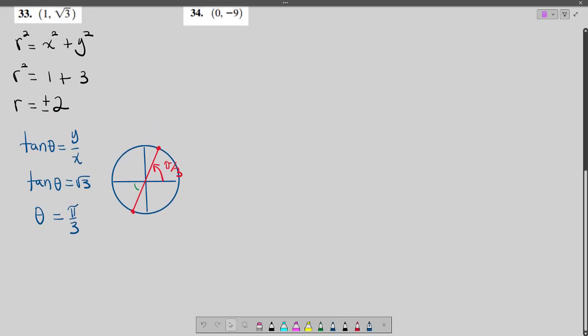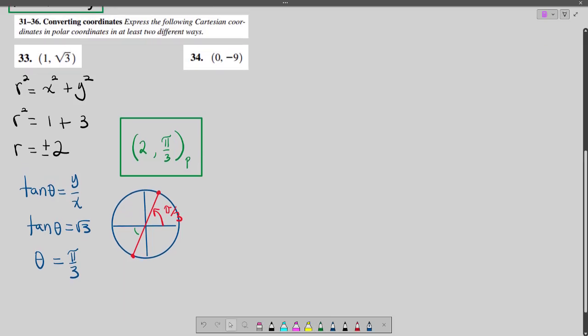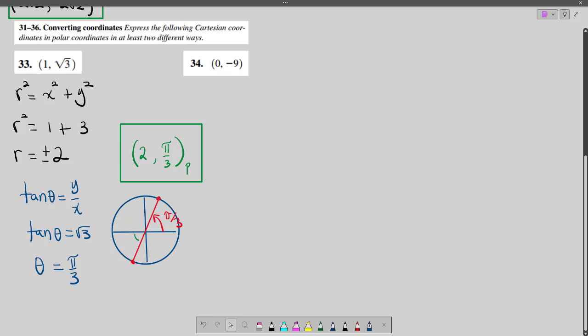So our representations then, the standard representation would be r comma theta. This would be our standard polar representation. That makes sense to everyone? So 1 comma root 3 is right there. We're in quadrant 1, so the theta has to be pi over 3 and not some other, not 4 pi over 3.